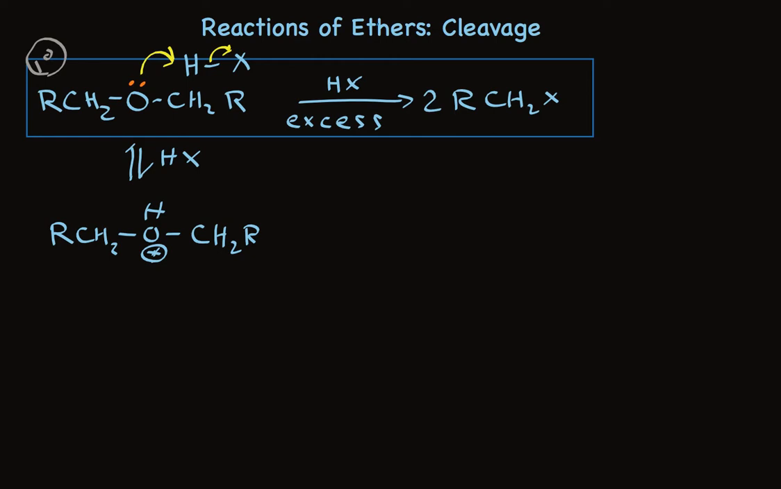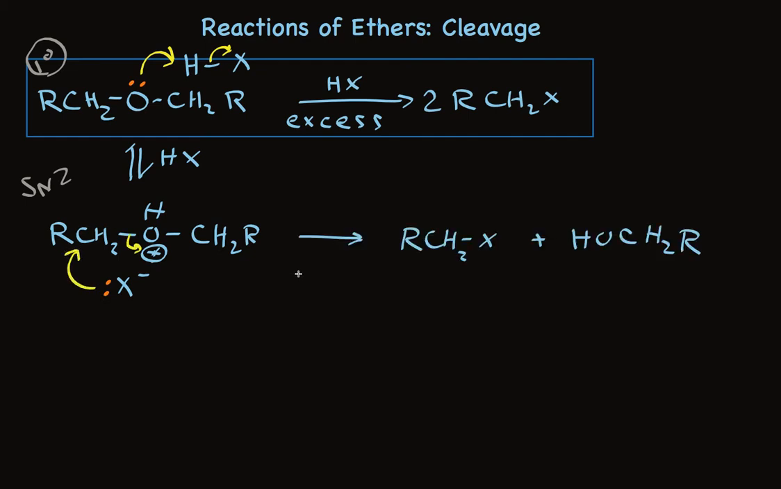It turns a very poor leaving group, alkoxide, into a good leaving group, alcohol. So now we can expect that an SN2 reaction will take place with a primary alkyl group with the halide that results from the protonation reaction using a pair of electrons to act as a nucleophile. So the result is an alkyl halide plus an alcohol. But we said there are 2 moles of alkyl halide made in this reaction. Well, that's because this alcohol is also reactive with HX. We talked about that when we talked about alcohol chemistry.